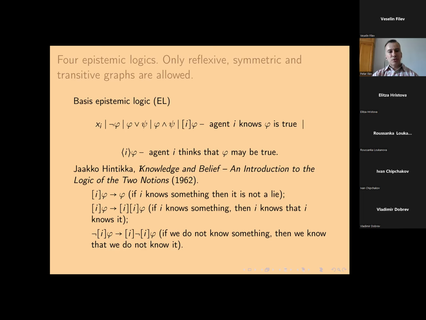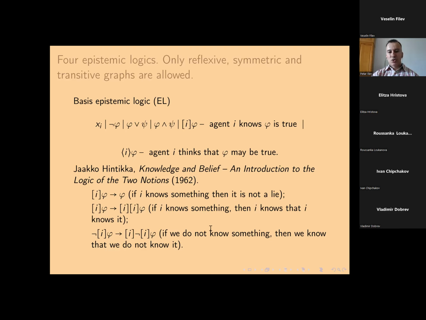And this field of inquiry started with the seminal work by Jaakko Hintikka, Knowledge and Belief. And why do we stipulate that we are working only with reflexive, symmetric, and transitive graphs? Because Hintikka said that if we're talking about epistemic notions, we have to require that if we know something, then this thing cannot be a lie. Basically, you can believe a lie, but if we're talking about knowledge, then if you know something, this must be true. Then another stipulation is that if an agent knows something, then that agent knows that he or she knows it.